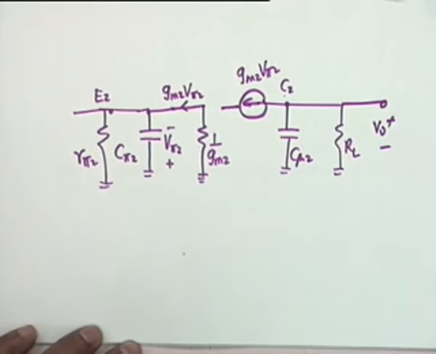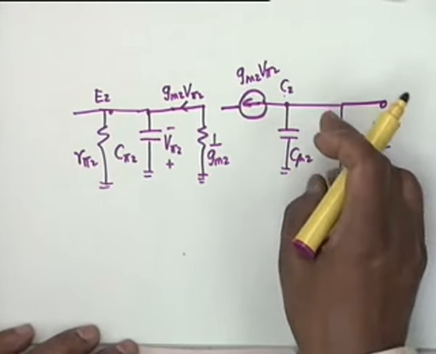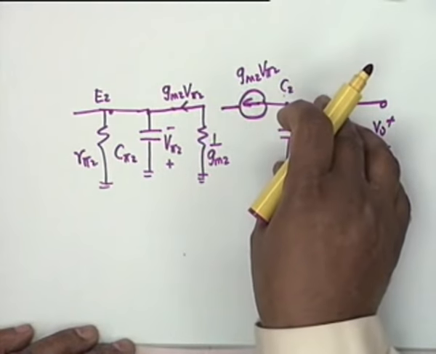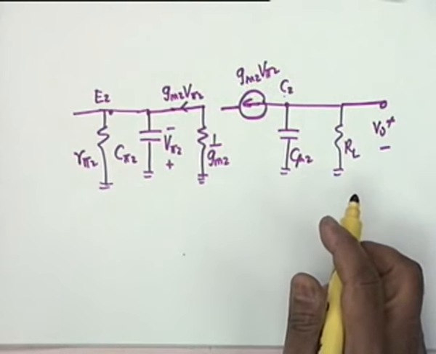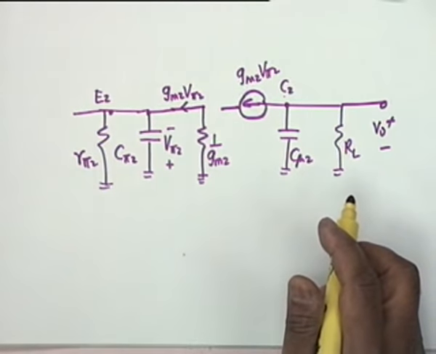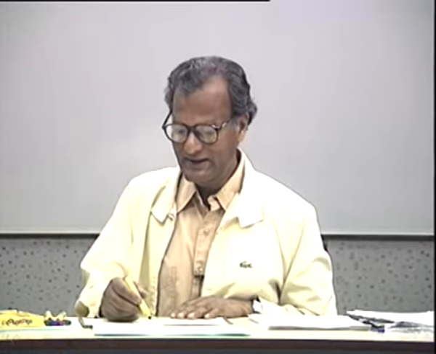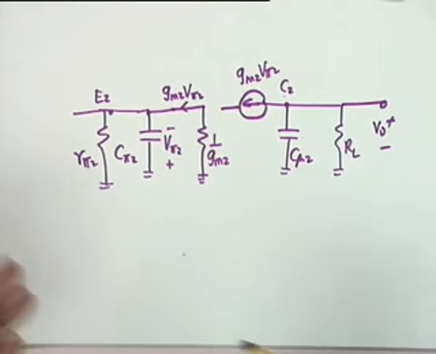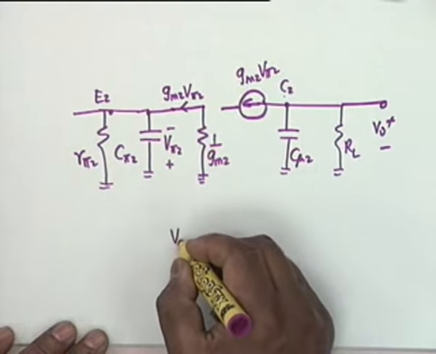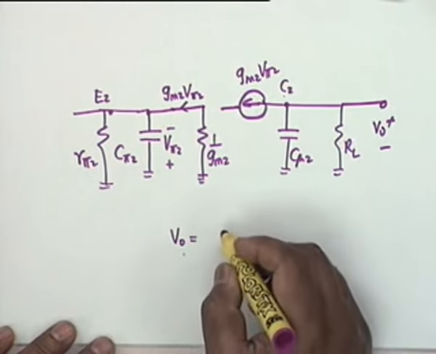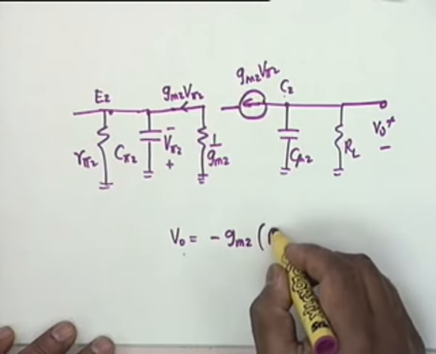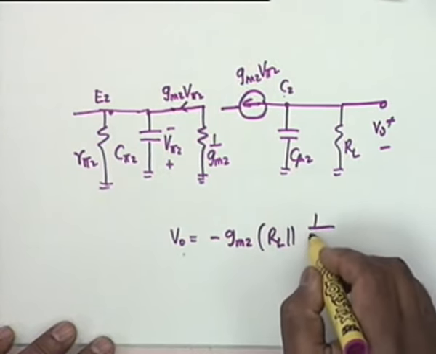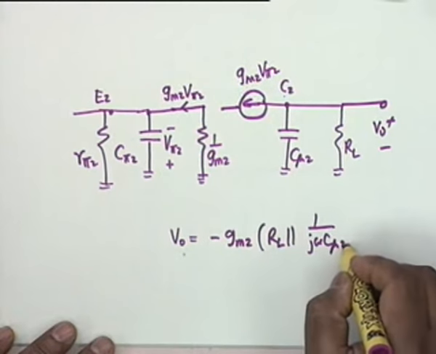Is the point clear? V pi 2 is not a voltage in this part of the circuit. There is a current which is extracted from the node C2. I don't care where it goes. I can leave it like that, I can connect it to ground, I can connect it to a resistance and then to ground. It doesn't matter. All that I am concerned with is that V0 would be equal to minus Gm2 times RL parallel 1 by j omega C mu 2.